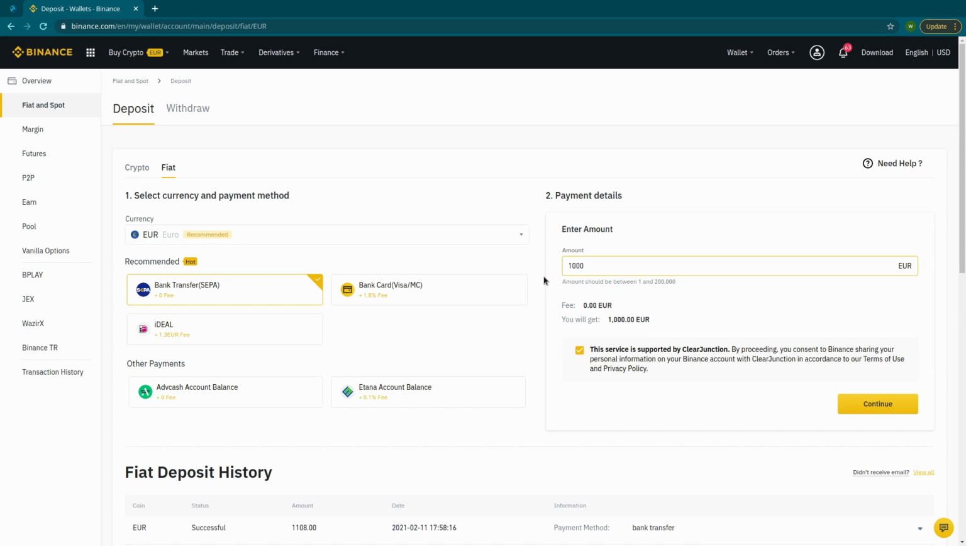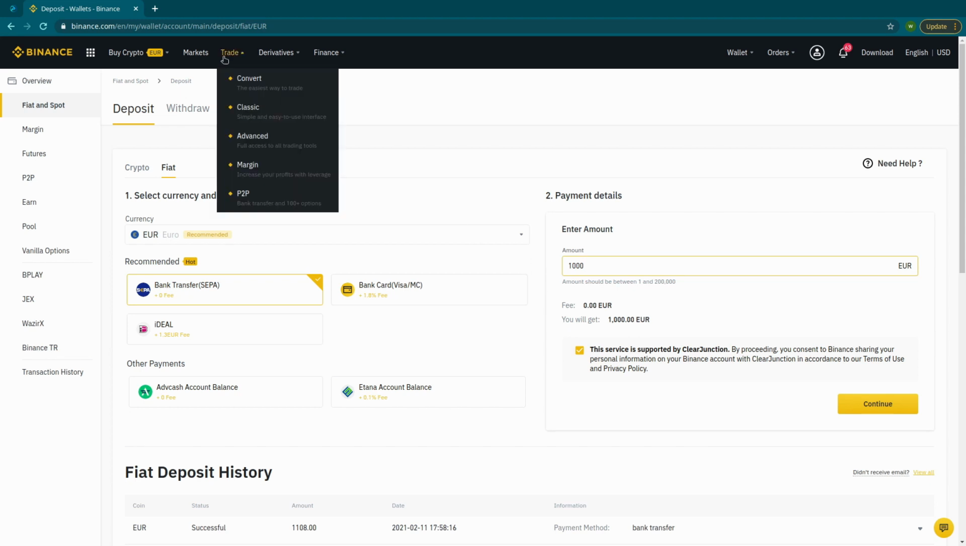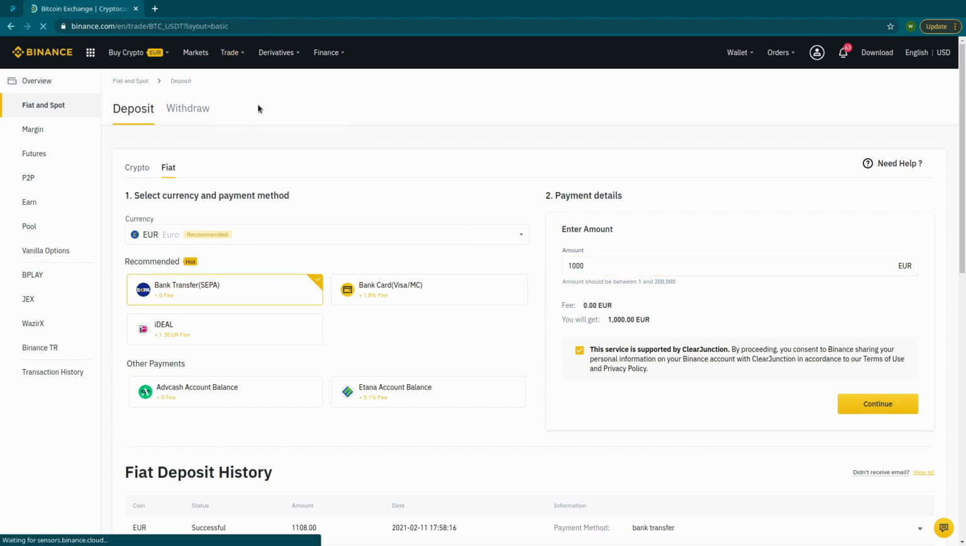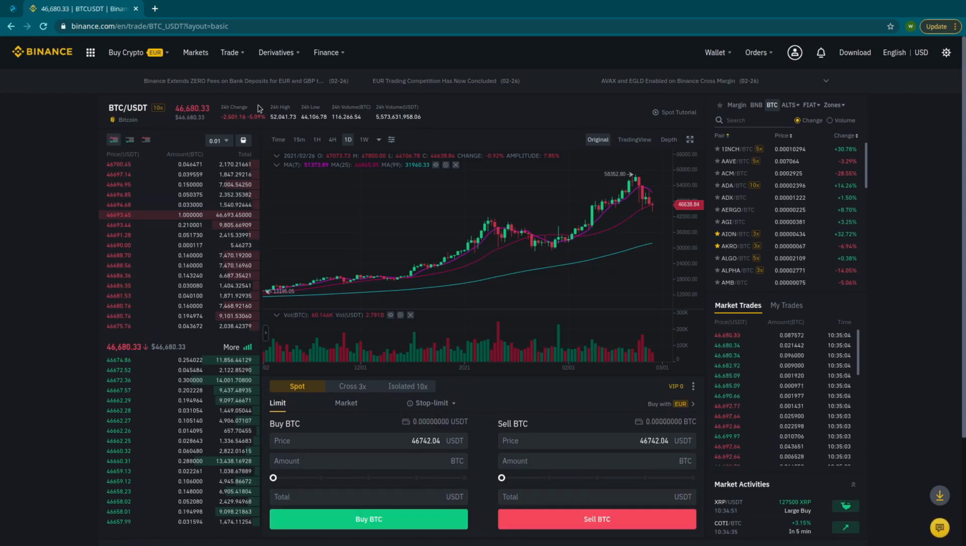Now you're ready to make your first trade. First, we have to access the trading panel. For now, let's use the classic trading view. To access it, click on Trade and then Classic. Choose a signal from our free Telegram channel. Each signal will tell you when to enter and exit a trade.